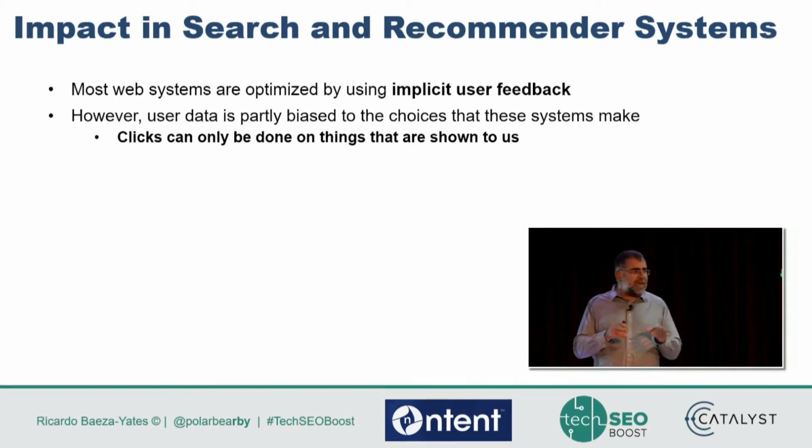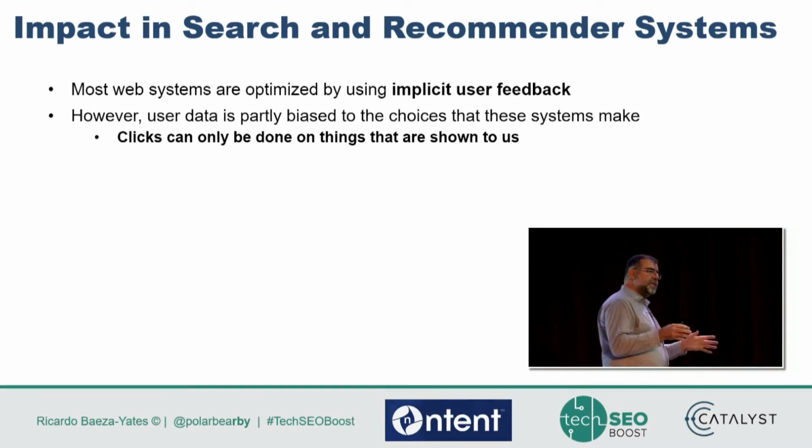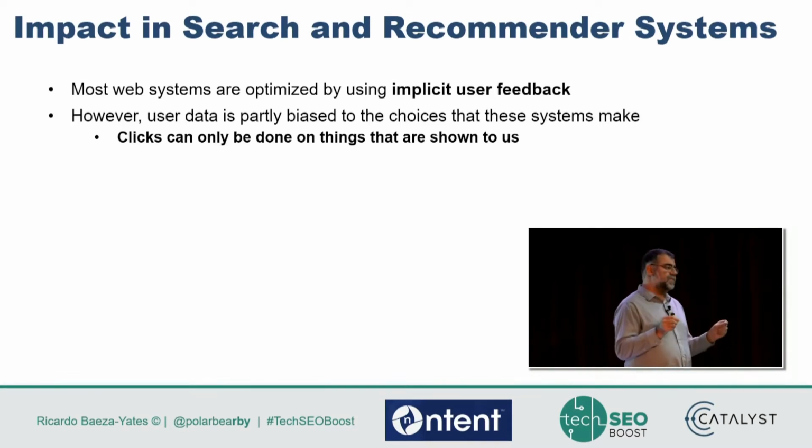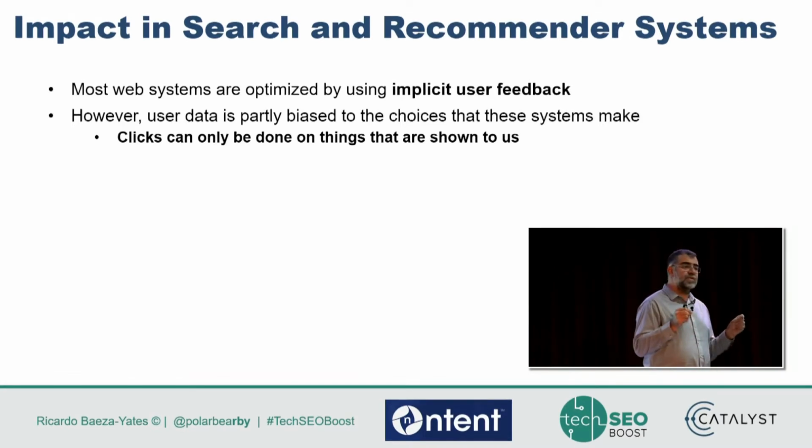However, that data is biased to what the system is showing us. And here is a very important thing. That's a decision of the system. So when you go to buy something in Amazon, you are clicking only on the things that are shown to us. So the system has a lot of power on deciding where you click. And I will get back to that.